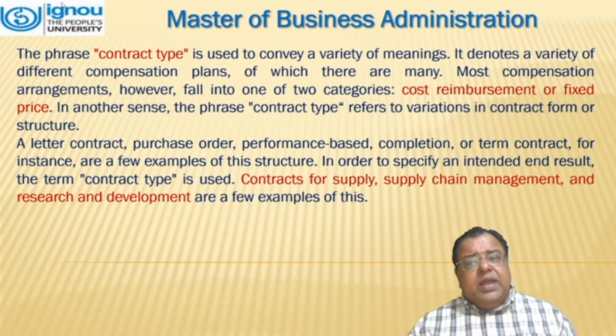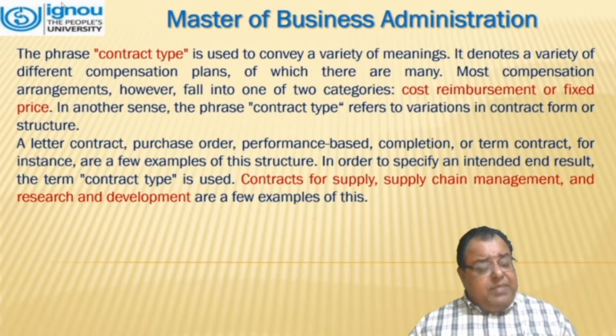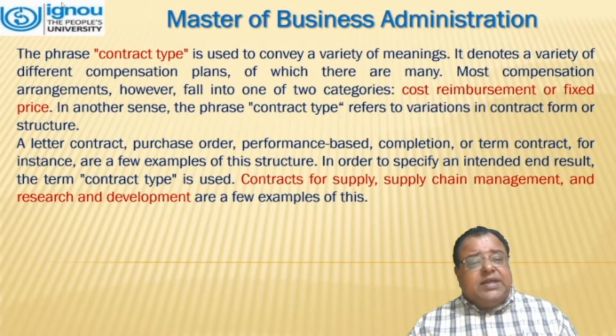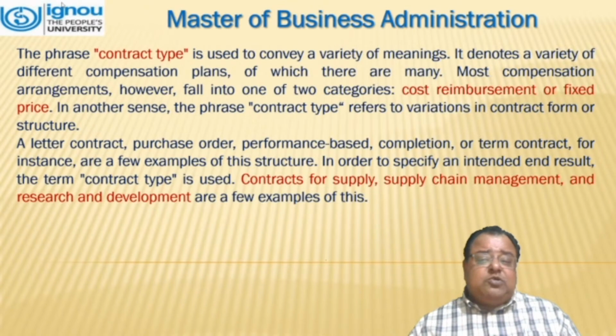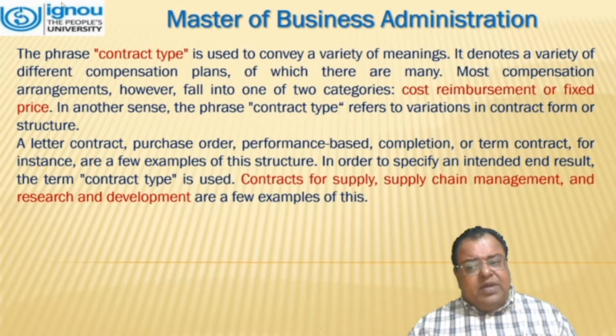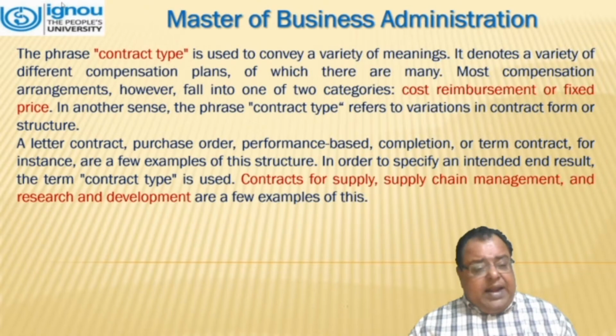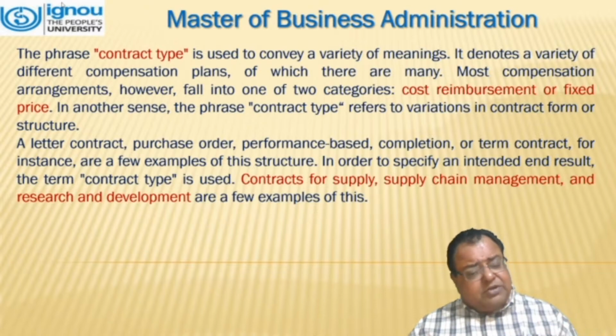It denotes a variety of different compensation plans, of which there are many. Most compensation arrangements, however, fall into one of two categories. It is cost reimbursement or fixed price. In another sense, the phrase contract type refers to variation in contract form or structure. A letter contract, purchase order, performance based completion, or term contract, for instance, are a few examples of this structure.